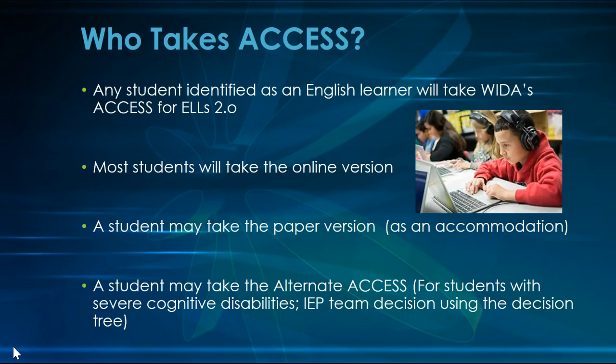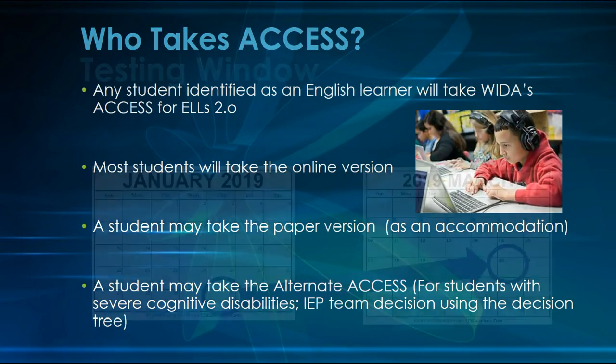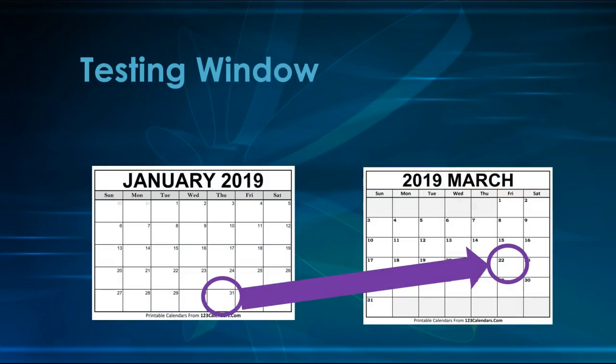and a student may also take the alternate access. This alternate version of our assessment is for students with severe cognitive disabilities. In order to take the alternate access, an IEP team decision would need to be made using the decision tree. Our testing window for this year, 2019, begins on January 31st, and it will go until March 22nd.